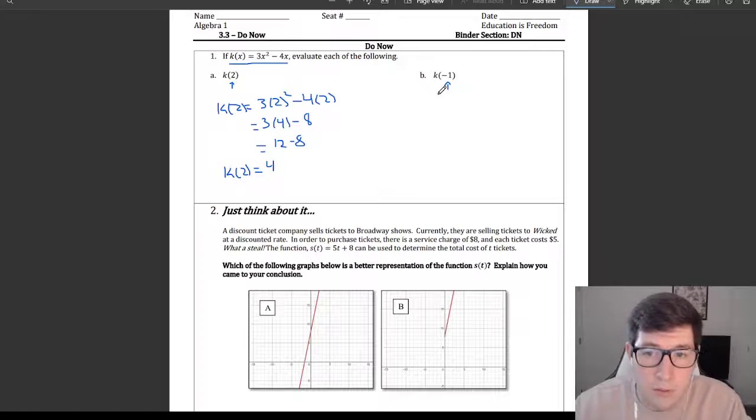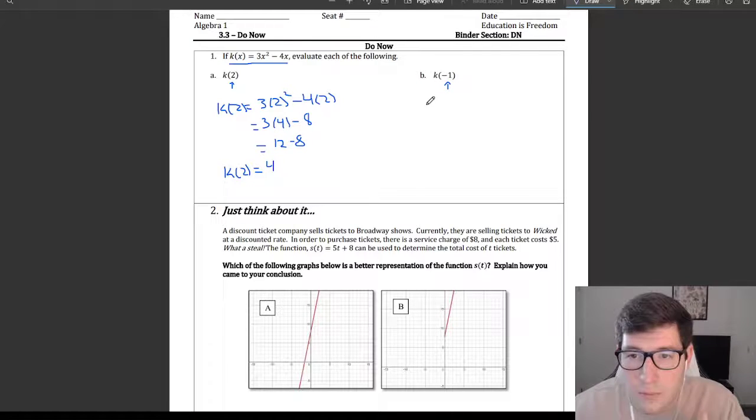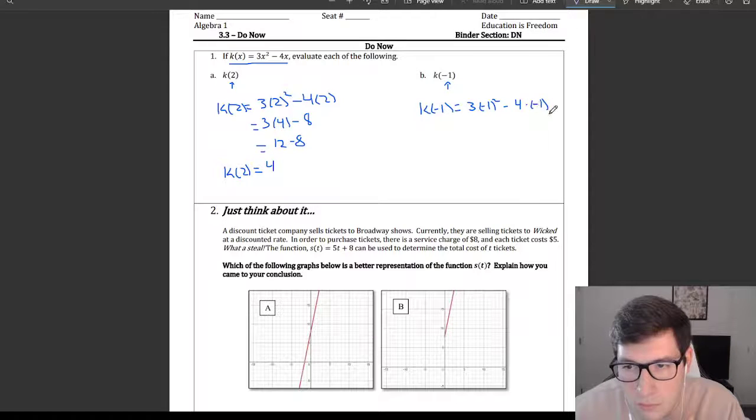And I'm going to do the same thing over here for b, just with negative 1 instead of 2. So k of negative 1 is going to be equal to 3 times negative 1 squared minus 4 times a negative 1. Negative 1 squared is going to give me a positive 1. So it's really going to be 3 times positive 1, because remember, a negative times a negative is going to be a positive.